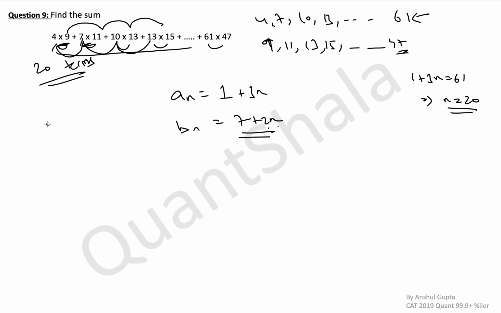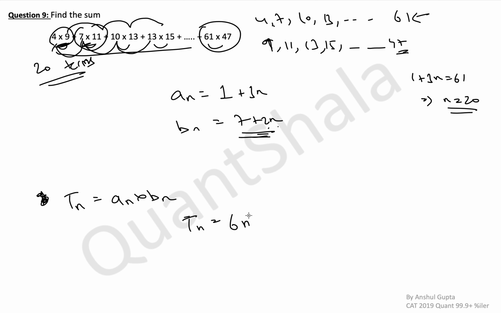So if I say this is a_n and b_n, okay, so I'll write T_n. What is T_n? T_n is a_n multiplied by b_n. So T1 will be a1 into b1, which is this. T2 will be this. Such T20 will be this. Okay. So T_n is equal to (1 plus 3n) multiplied by (7 plus 2n).